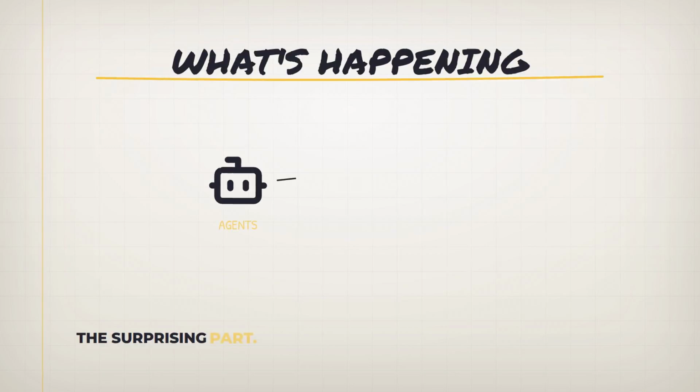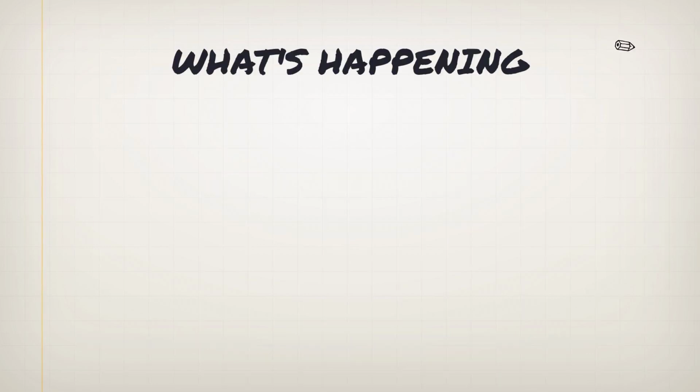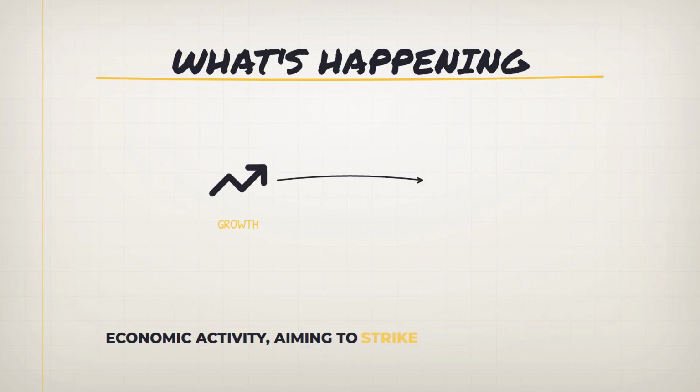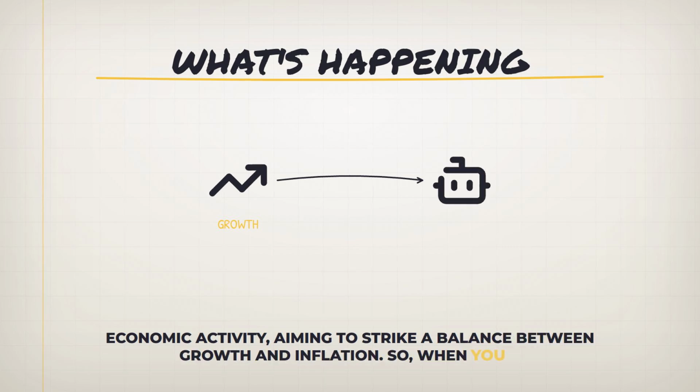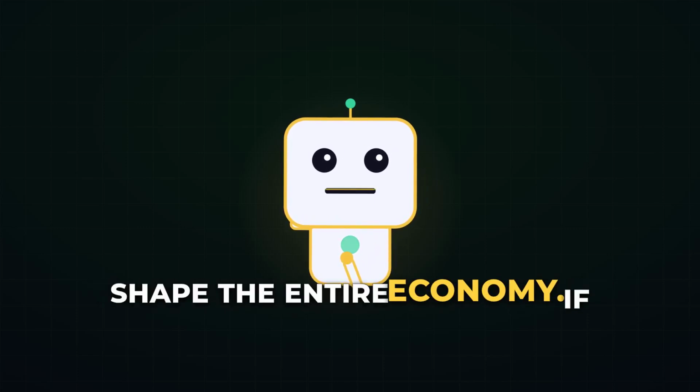And here's the surprising part. These fluctuations in interest rates are often controlled by central banks, like the Federal Reserve in the US. They raise or lower rates to influence economic activity, aiming to strike a balance between growth and inflation. So, when you hear the term interest rates, remember, they are far more than just a borrowing cost. They are powerful tools that shape the entire economy.